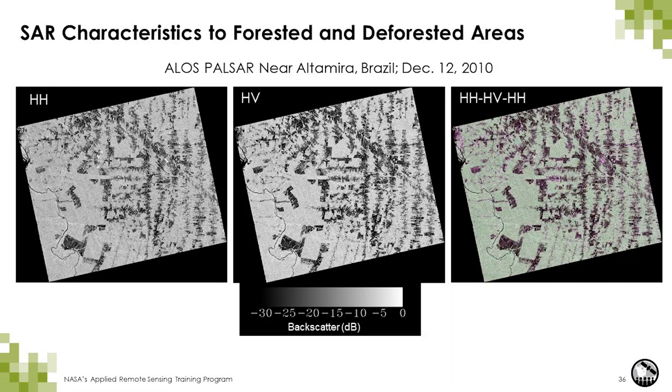This is a PALSAR image from the Japanese satellite ALOS. It's an L-band image acquired near the city of Altamira, Brazil, in December of 2010. The idea here is to show you the backscatter characteristics in forested and deforested areas, or areas with low vegetation. In forested areas, the dominant scattering mechanism is volume scattering. That means that the cross-polarized signals, such as HV or VH, will have a higher return than the co-polarized signals, such as VV or HH. In deforested areas, there is a change from volume to surface scattering. This means that the cross-polarized backscatter will decrease significantly.